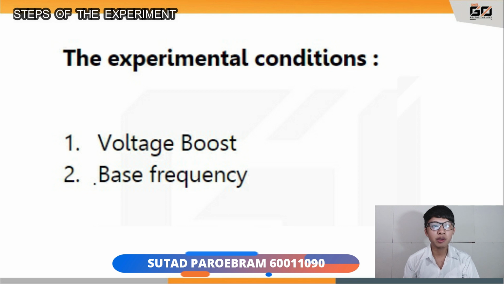This experiment will test drive the motor under the following conditions. The first, in the initial state of the experiment, the motor has a voltage boost of 0% and 20%. The second, for each voltage boost, it will be tested under the base frequency of 50 and 60 Hz. Voltage boost and base frequency can be set from the inverter, and on the condition set the torque load at 50%.